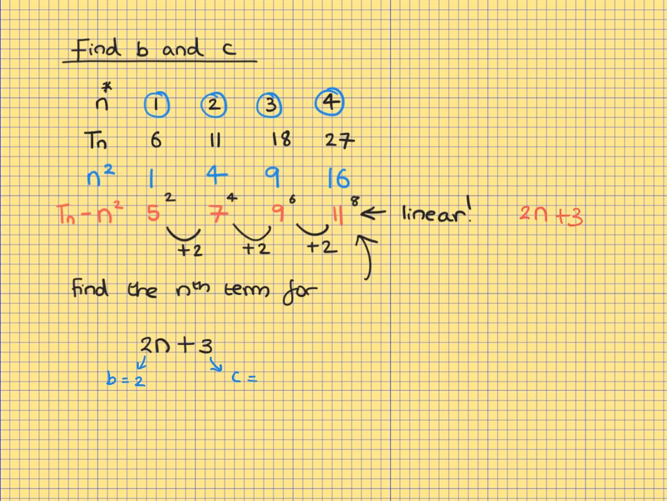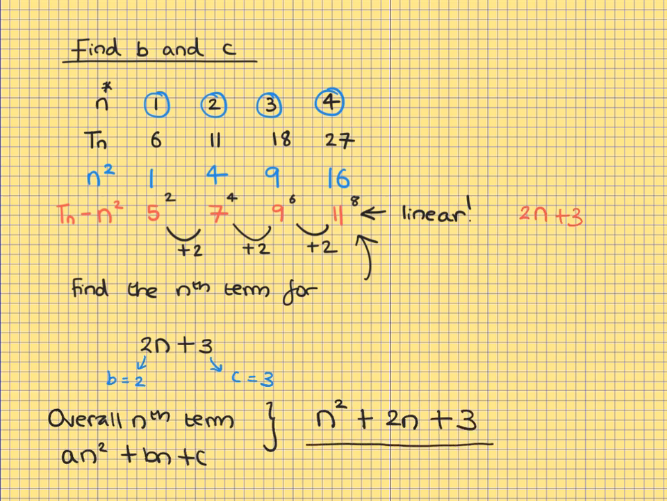and c is equal to 3, which tells us that the overall nth term, if you remember, it had the format an squared plus bn plus c, is going to be n squared plus 2n plus 3. I'm not going to write 1n squared. You can do if you want to, but there's no real need to do this.